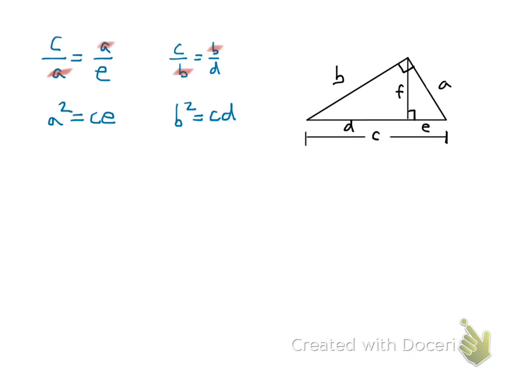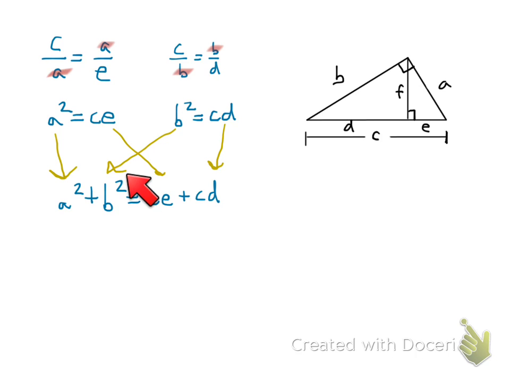I'm going to go back and do something we did a bunch when we were dealing with the first semester. A squared plus B squared. If we take these two equal things, A squared and CE, and add them to these two equal things, B squared and CD, these two equal things must equal these two equal things when added together. So we end up with A squared plus B squared equals CE plus CD. That comes from just adding all that stuff together. Now the next thing we're going to do, there's a common factor here, C and C. So I'm going to factor it out.